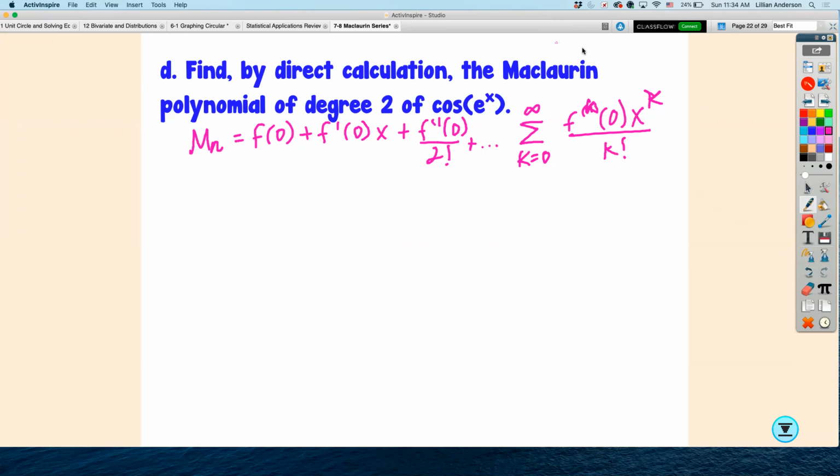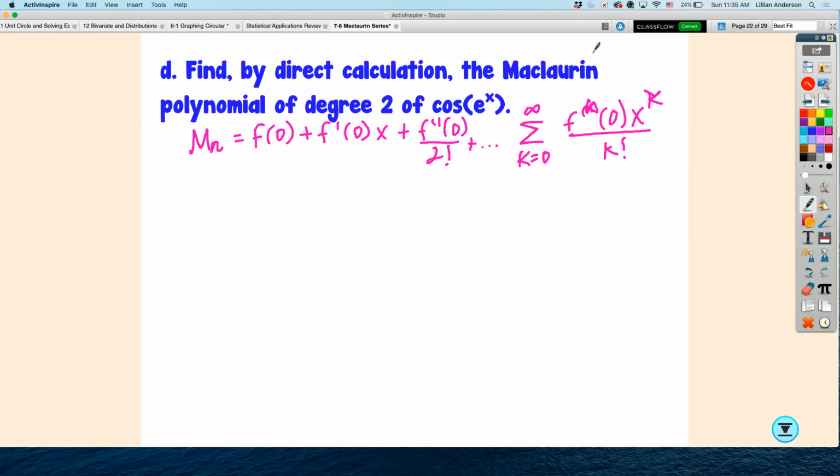Hold on, let me go back and look at the previous slides and confirm that. Yes, that is correct. From slide 5, you guys wrote down this formula. And so essentially this is what we're trying to find here. We're trying to find the Maclaurin polynomial of degree 2 of cosine e to the x.